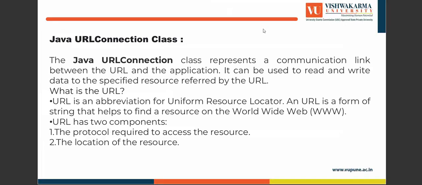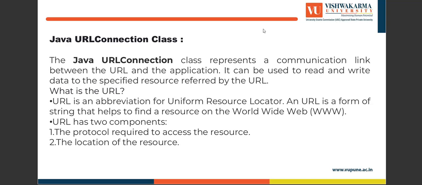Moving forward, now we will see the Java URLConnection class. So what exactly is the Java URLConnection class? The Java URLConnection class represents a communication link between the URL and the application. It can be used to read and write data to the specified resource referred to by the URL.